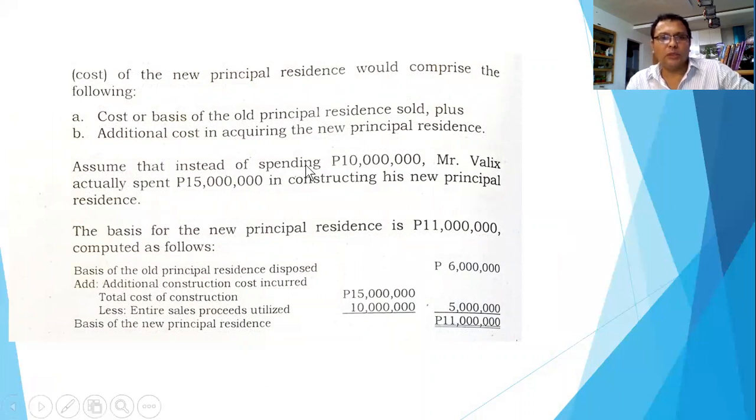So assume that instead of spending 10 million, Mr. Valex actually spent 15 million in constructing his new principal residence. So what is now the basis of the principal residence? 11 million. Computed as follows. No? Basis of the old property disposed, 6 million. Additional construction cost incurred. So cost of construction is 15 million. Entire sales proceeds is 10 million. So that gives us 5 million, then the basis of the new principal residence is 11 million.